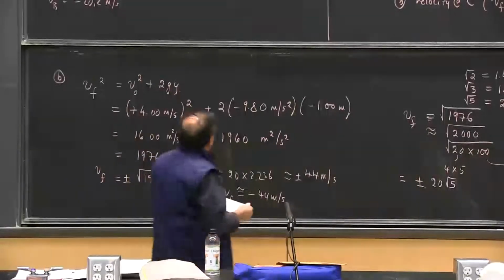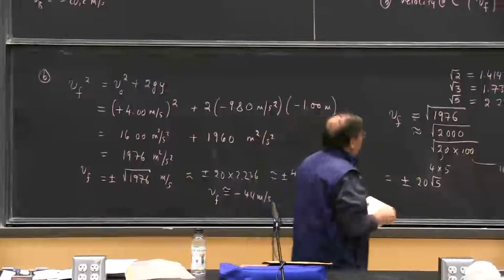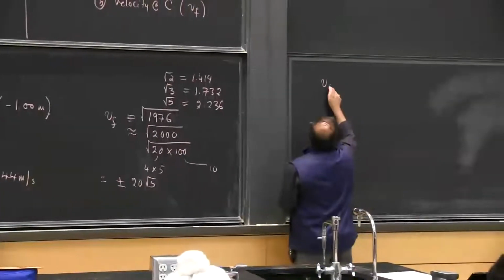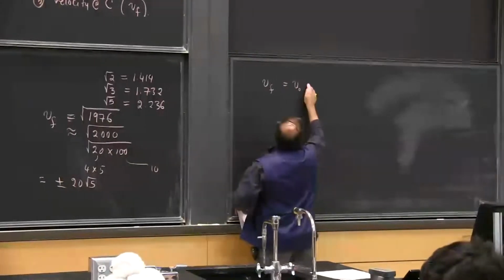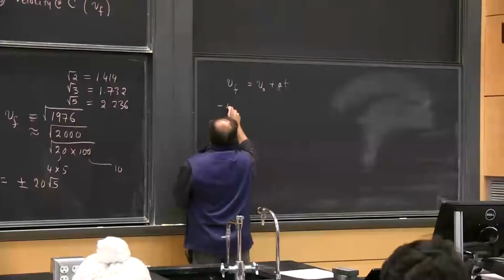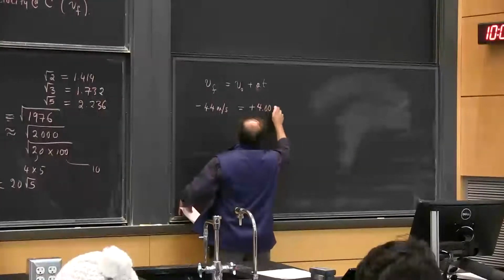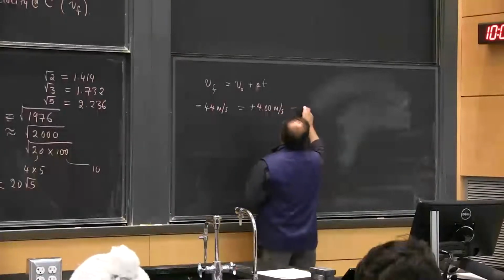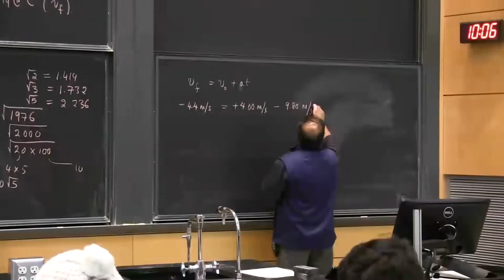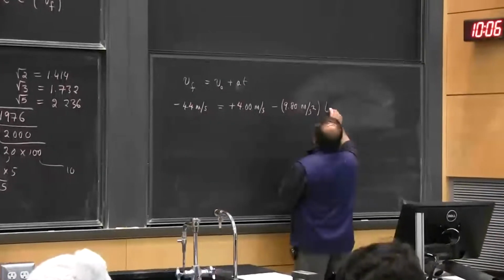Good. So the other thing is, what is the time of fall? Time of fall is actually quite easy to do. Since we know the final velocity and the initial velocity, we should be able to simply use the first of the formulas that are listed there. So V final is V0 plus AT, let's say. V final I already know, it's minus 44 meters per second approximately. V0 is plus 4. So it's going in the other direction. Minus 9.80 meters per second squared, times time, which is something I need to find.